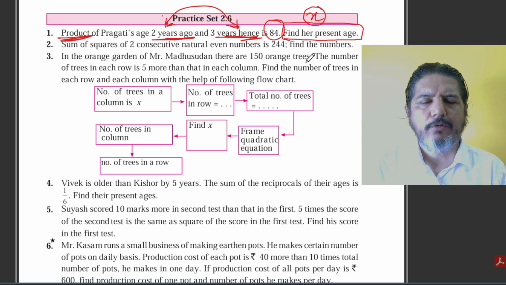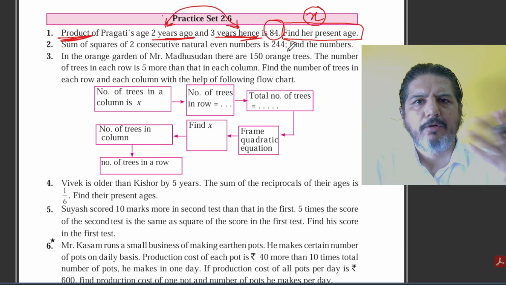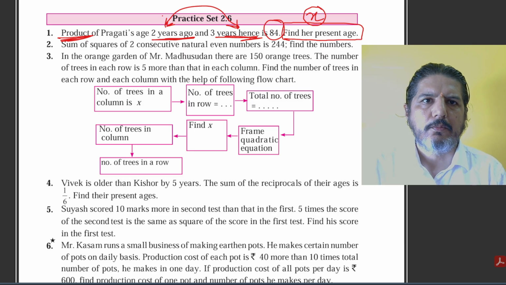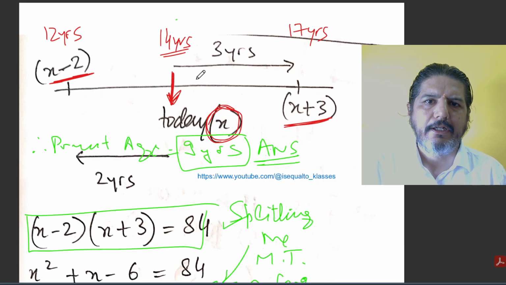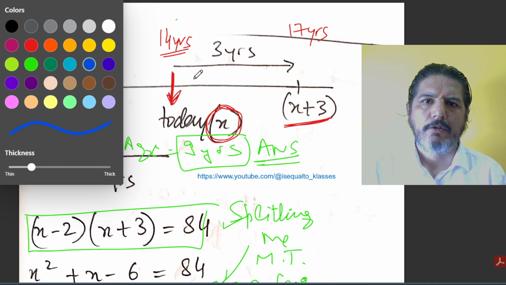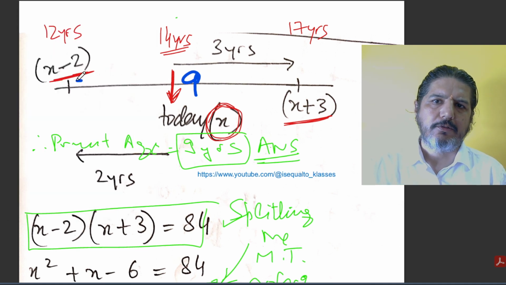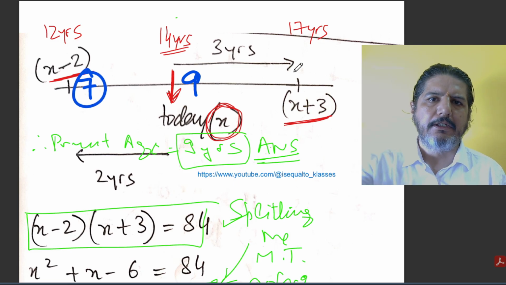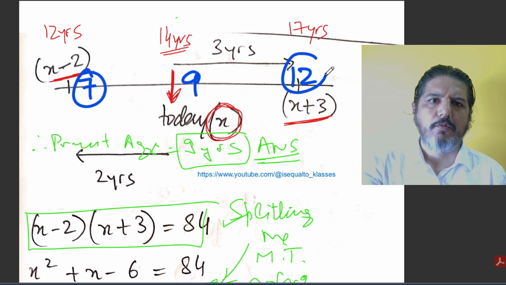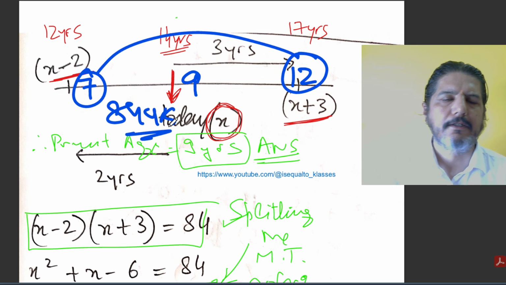The second thing that you need to understand once you have solved the question is, please try to check whether the answer is correct or not. In all these word problems, you can always check. So let's check. Today your age is 9. 2 years back it was 7. 3 years after it will be 12. 12 into 7 is 84. So our answer is correct.